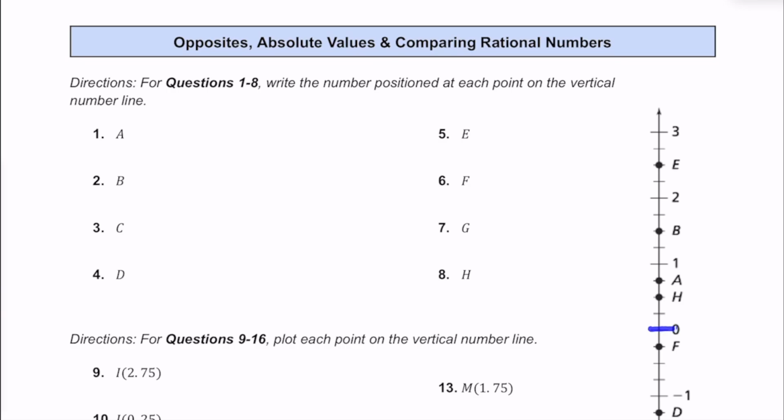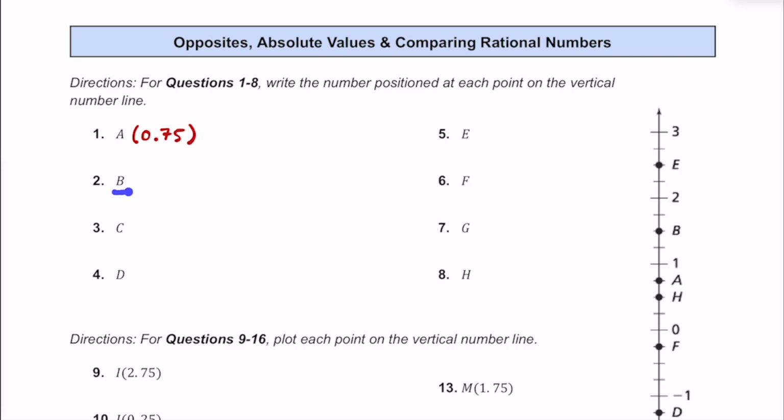So we have 0 over here and 1. It looks like A is going to be a decimal or a fraction. For the purpose of this video, I'm going to use a decimal. If we go halfway between 0 and 1, this would be 0.5 or 0.50. So A would be at 0.75 or 3/4 of the way there. So we can say that A is going to be located at positive 0.75 or 3/4 of the way from 0 to 1.